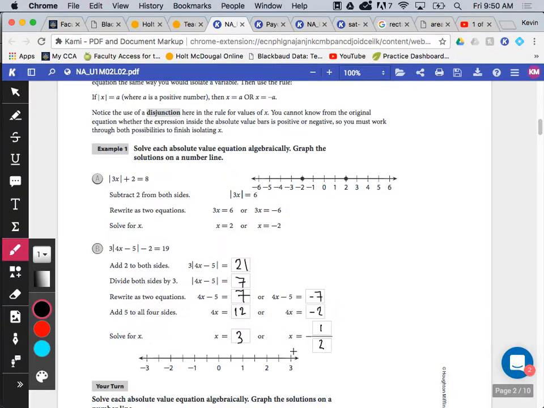And then if I want to plot this on the number line, I just go to 3, bam, and negative 1/2 is right here. And I've got my solution. Is that clear? Good.